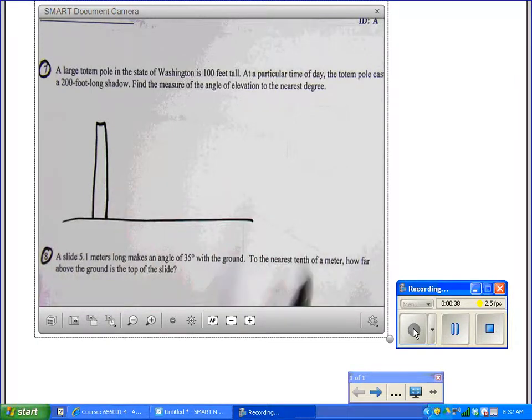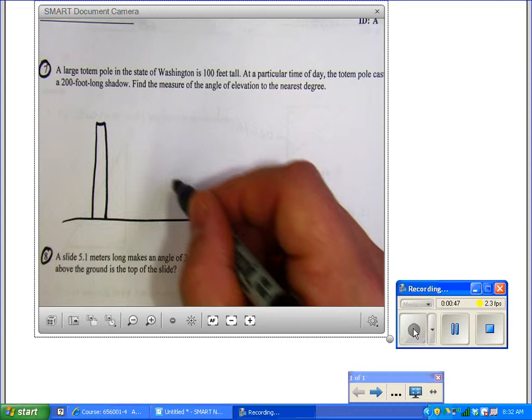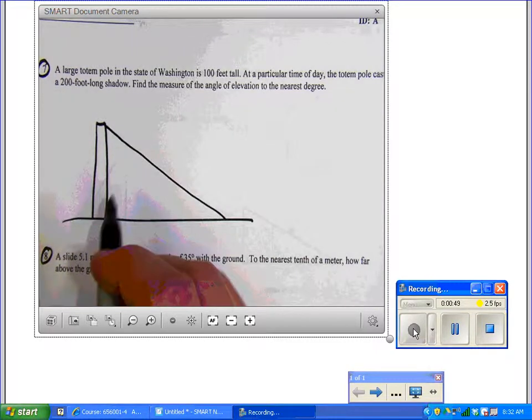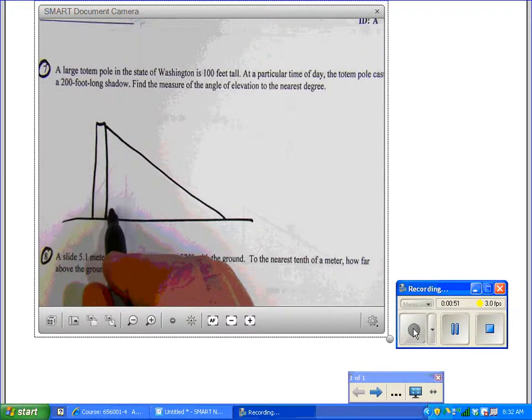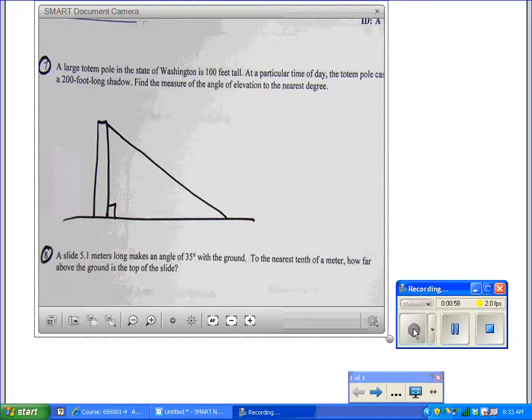Okay. And so notice I'm not really worried about my measurements. I'm just trying to figure out, how can I get a right triangle? So if I shoot an angle of elevation up to it here, it's going to make a hypotenuse, and we're going to assume that that totem pole is not leaning, and it's going to make a 90-degree angle with the ground. Okay. Now let's fill in what's missing and what's given.